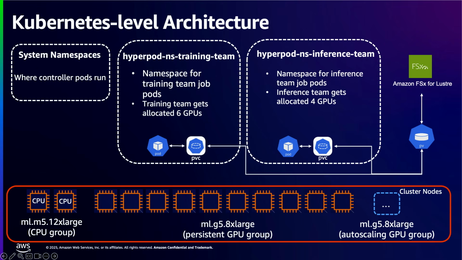On top of that, we organize work by namespaces. We have the system namespaces, like kube-system and HyperPod-specific namespaces, which host controllers and services. Then we have team-specific namespaces, like the hyperpod-ns-training-team, allocated 6 GPUs for training, and the hyperpod-ns-inference-team, which is allocated 4 GPUs for inference. These are created by task governance, which I'll explain in just a second.